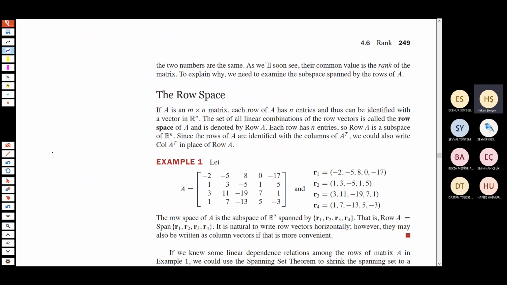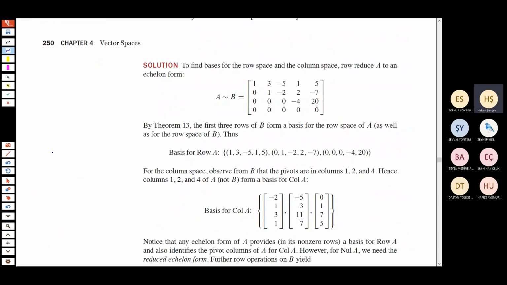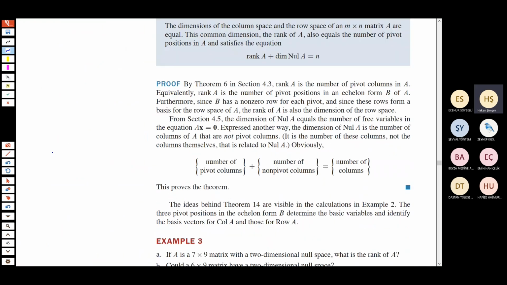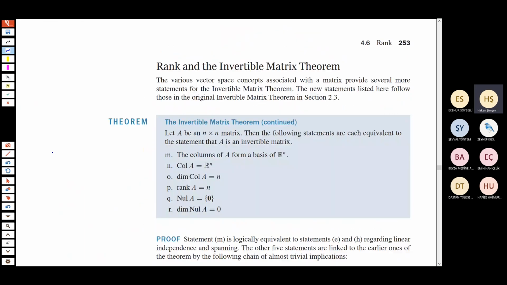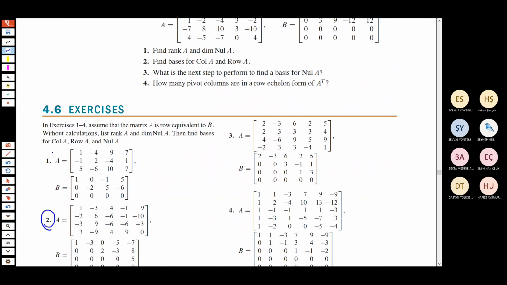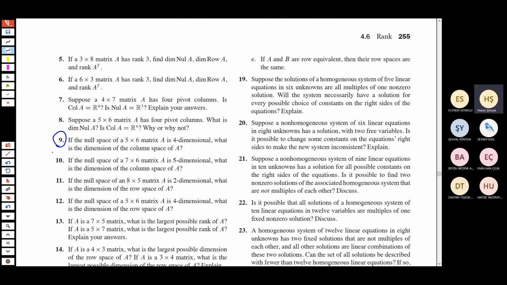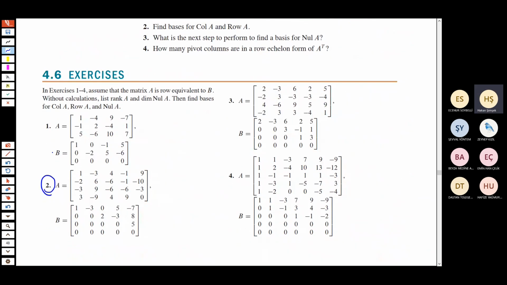So let's see also the next section, 4.6. You know, in this section, we learn the rank. Then look at the exercise questions. So let's see the question 2. Assume that the matrix A is row equivalent to the matrix B. We have row equivalent matrices in here without calculations. List rank A, dimension null A.